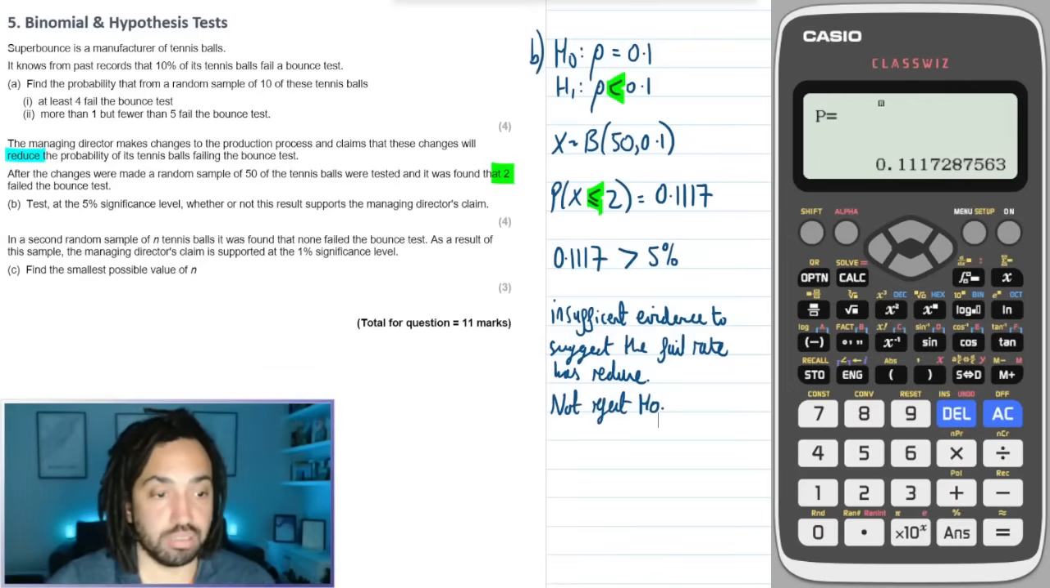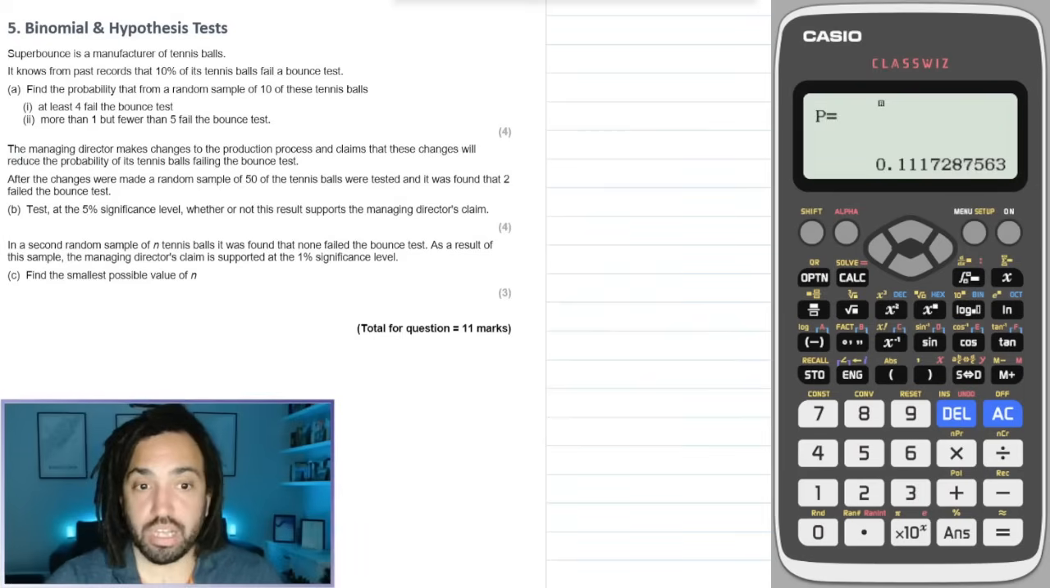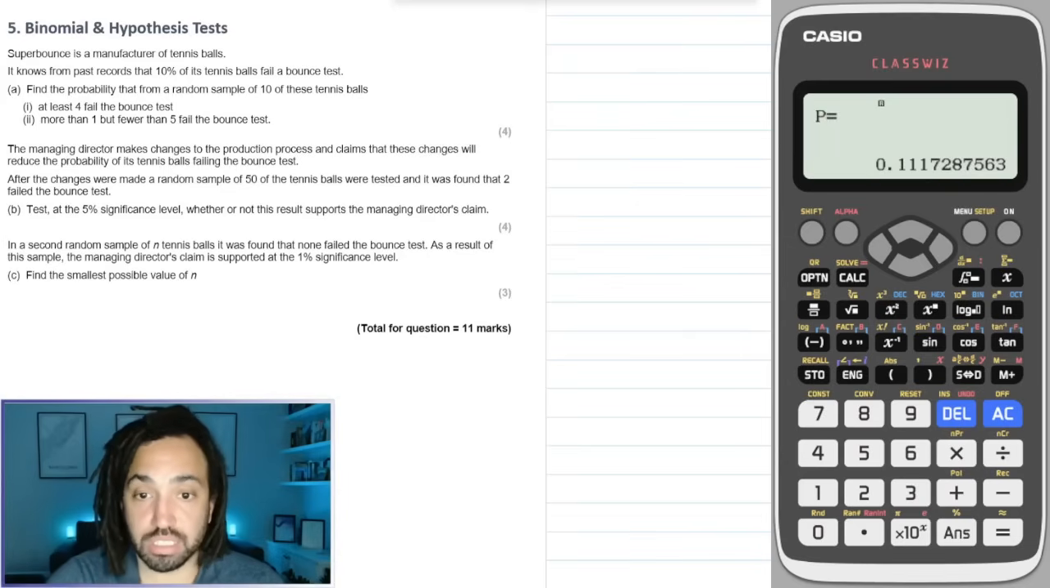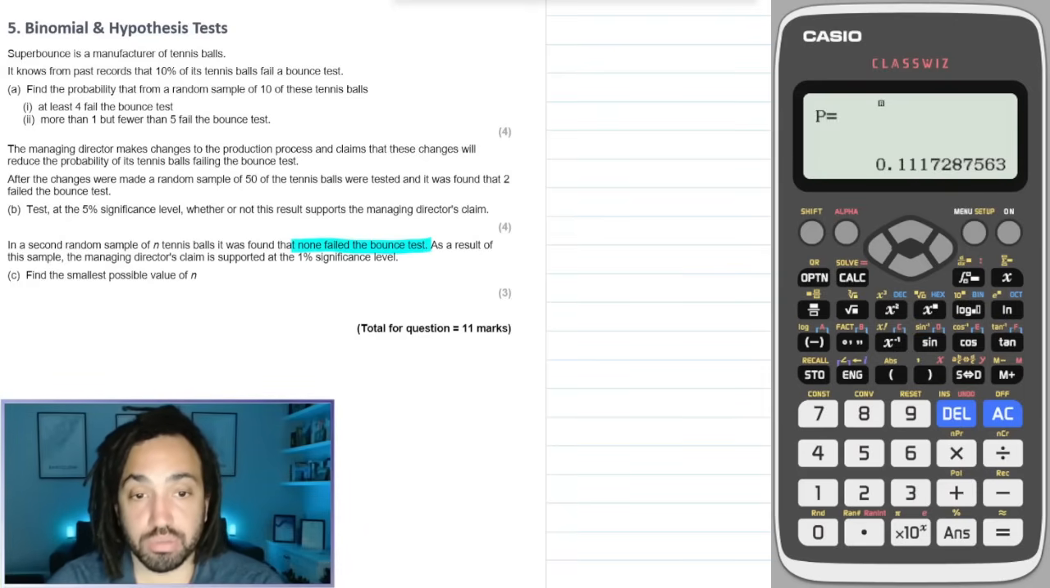Perfect. Okay, next part, it says that in a random sample of n tennis balls, so we don't know how many were taken, it is found that none failed the bounce test. So that means none failed, and as a result of this sample, the claim is supported.